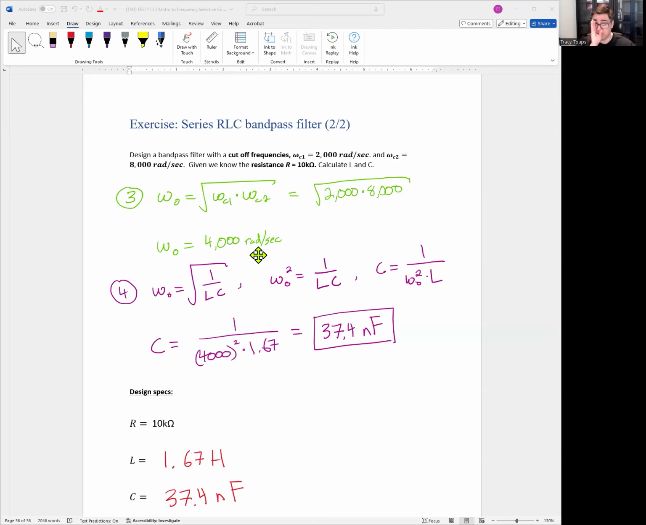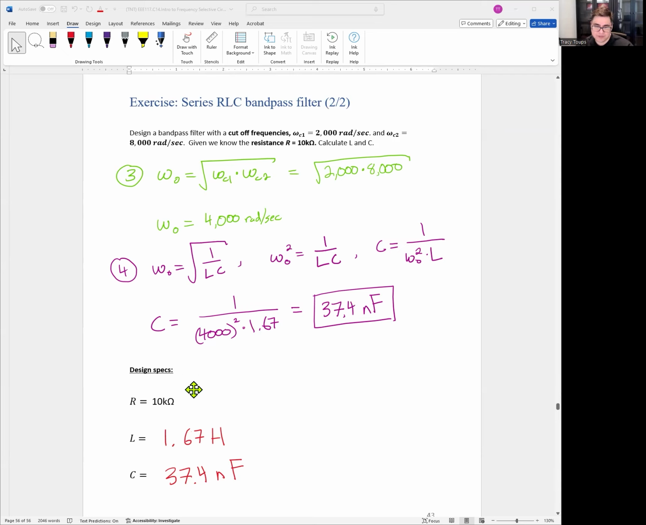Again, that's the frequency where we want to have the exact resonant point where the inductor and capacitor cancel out. You can figure out the resonant point by setting the center frequency equal to the square root of 1 over LC, where we just do some basic algebra, cancel some square roots out, and we have capacitance is equal to 1 over center frequency squared times L. Plug in some numbers where center point frequency is 4,000 squared times inductance of 1.67 Henrys. So 1 over 4,000 squared times 1.67, and we get 37.4 nanofarads.